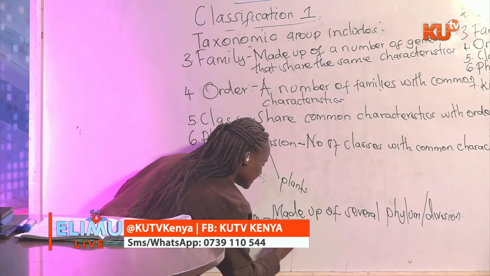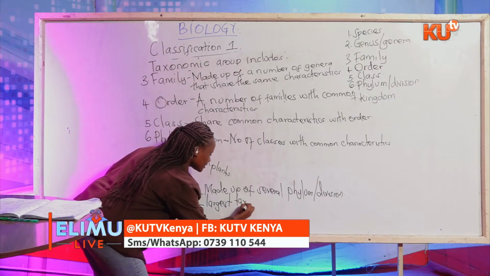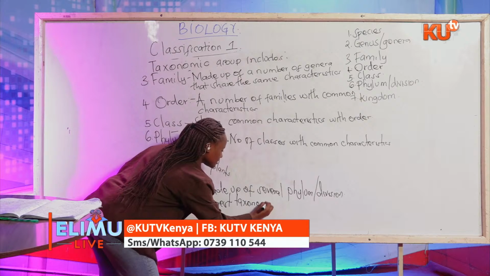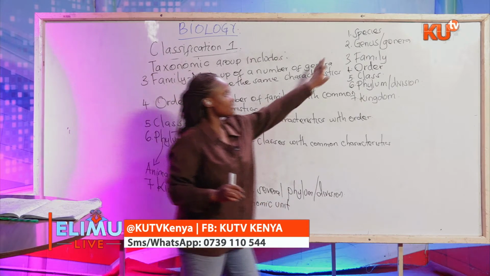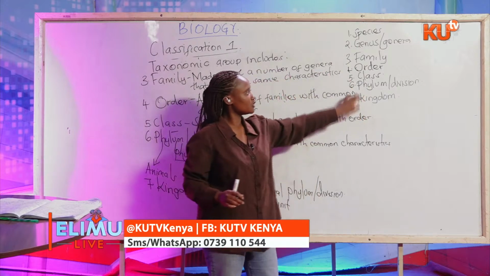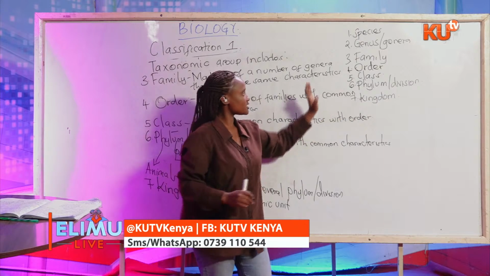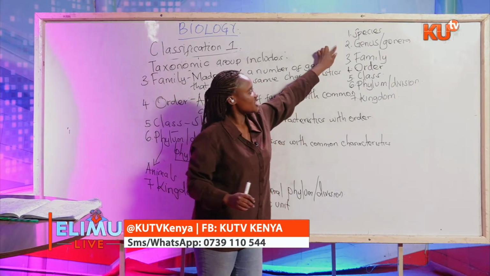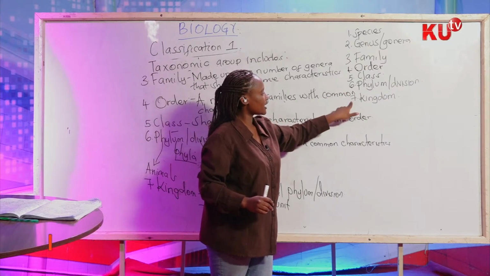So this is the largest taxonomic unit. We have said this is the smallest, this is the kingdom. Now, this is from the smallest to the largest: species, genus, family, order, class, phylum, kingdom.